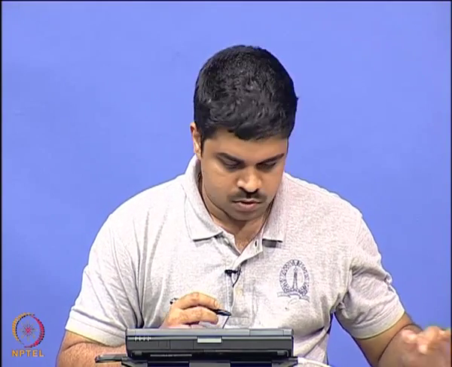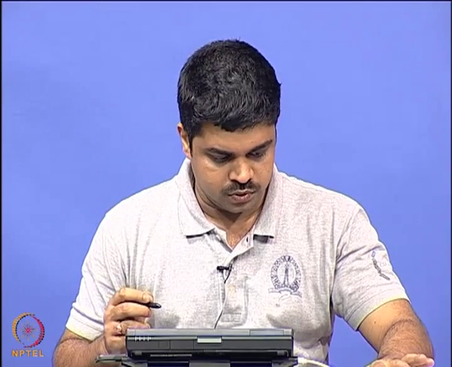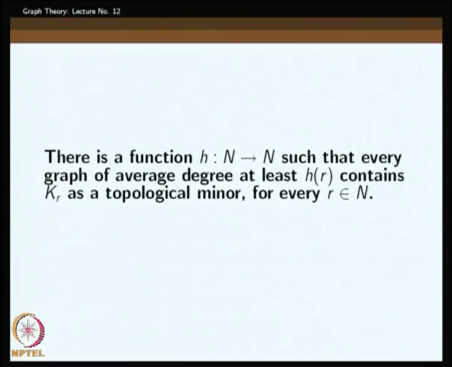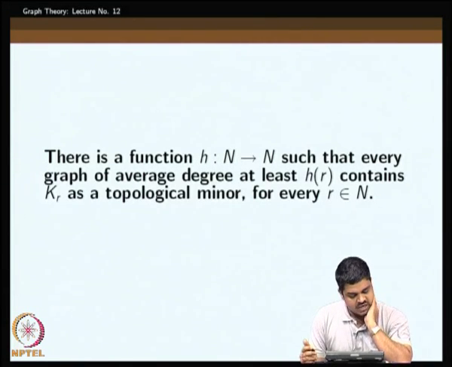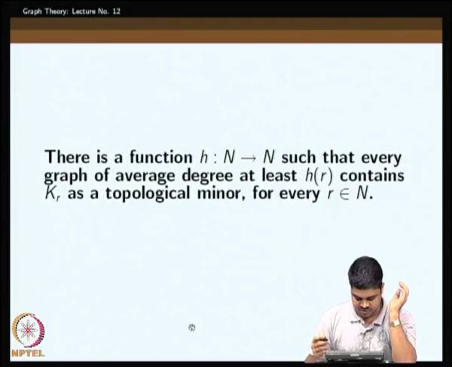solve our problem. So, the next statement will tell us that if the average degree of the graph is sufficiently large, we do get a K_r topological minor, whichever r you want. We can find a function h of r such that if the average degree is greater than h of r, then we can get the required K_r minor. So, this is what we are going to do next. There is a function h such that every graph of average degree at least h of r contains K_r as a topological minor for every r element of N.